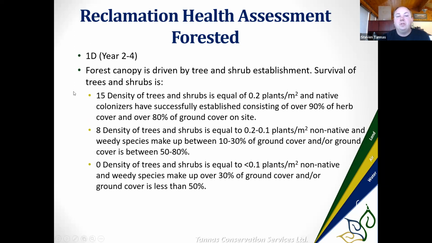As we get into year 2 to 4, we have the tree stem densities and the trees and shrubs, but we want to see ground cover forming in this. And so do you see the proper ground cover coming in? And is it of your native colonizers or is it just weeds? And so you dock it if it's mostly weeds.